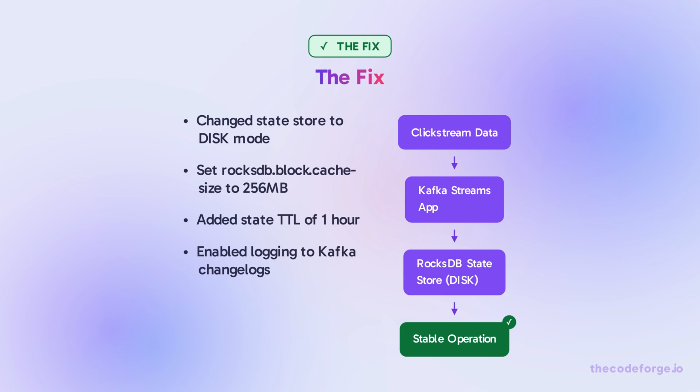The fix was to change the state store config to disk mode, set the RocksDB block cache size to 256 MB, and add a state TTL of 1 hour. Also enabled logging to offload changelogs to Kafka. This prevented unbounded memory growth and resolved the OOM crashes.